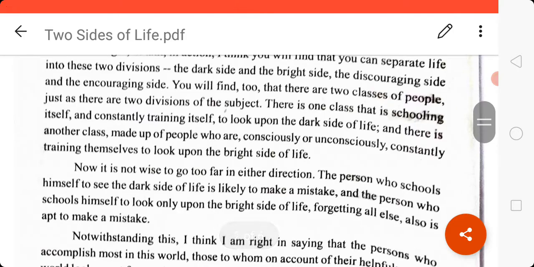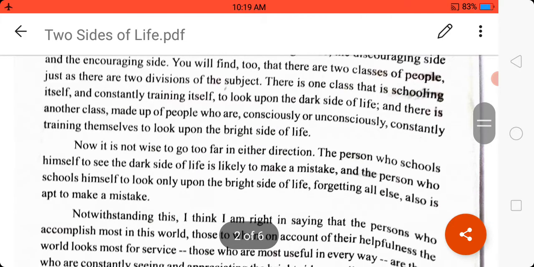You will find that there are two classes of people, just as there are two divisions of the subject. Here life is divided into two segments, and again people are divided into two classes. There is one class that is schooling itself and constantly training itself to look upon the dark side of life. And there is another class made up of people who are consciously or unconsciously constantly training themselves to look upon the bright side of life.